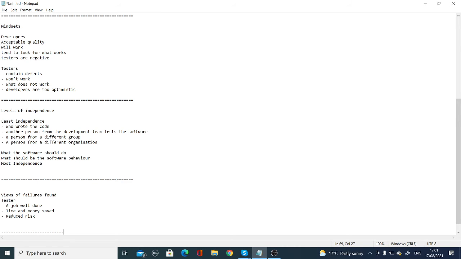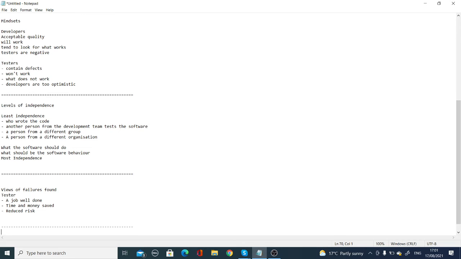Whenever we find a defect as a tester, we think a job well done, time and money saved, and reduced risk. If you release software with defects, the software will fail, and if the software fails, it will have more and more risks. People can hack. When you are at work, it doesn't work. If it doesn't work, what can you do? You waste time. So it saves time and money and reduces risk.